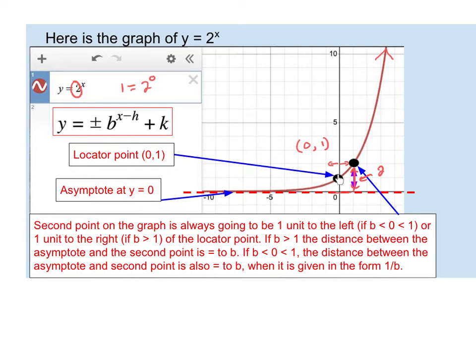Then you're going to go to find the locator point. The locator point is just 1 unit above the asymptote, and it's always going to be there. It's always going to be just 1 unit above the asymptote. Okay, and then to find the second place, you either go to the right or to the left, and then whatever this number is, that's how many units you go up.